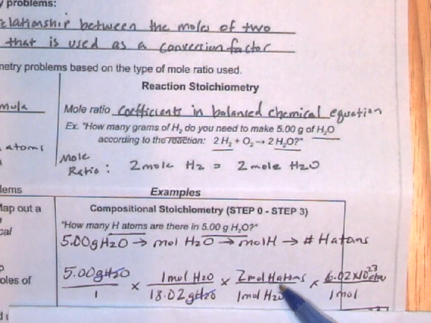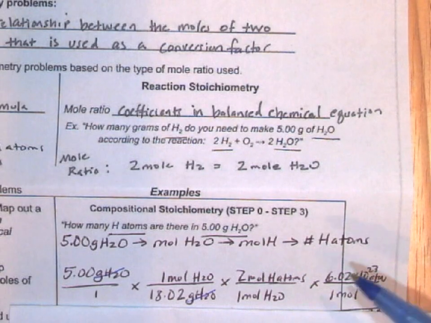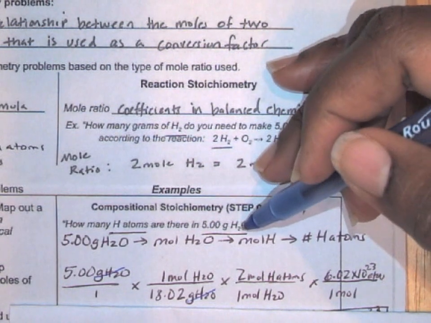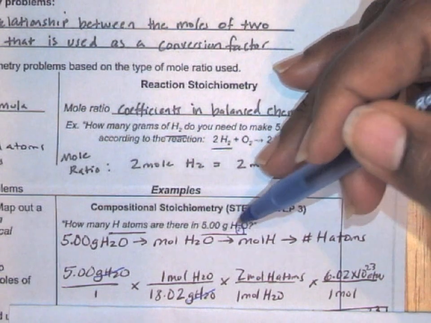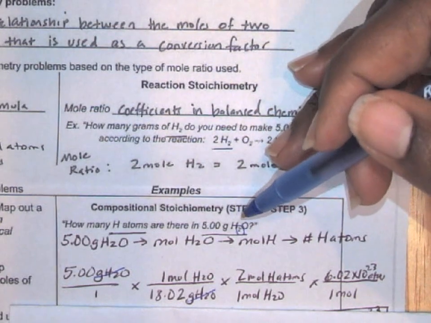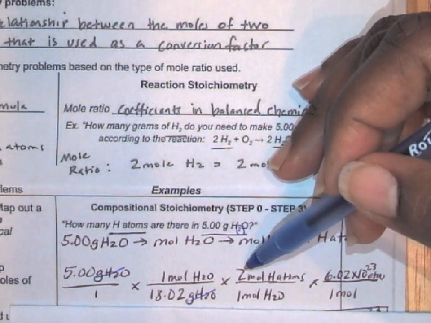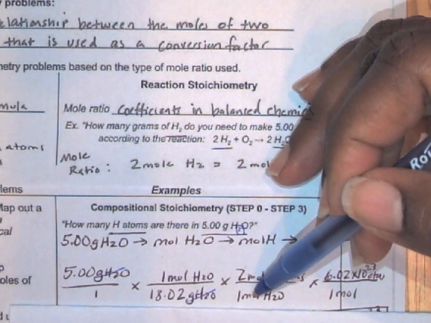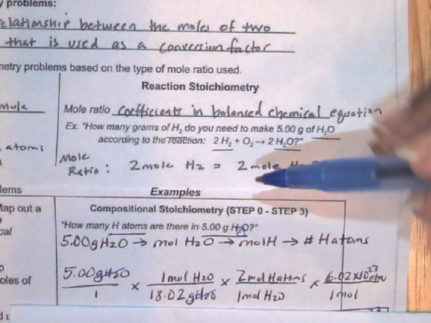The next fraction is the mole ratio, and since this is a compositional stoichiometry, what I'm using for the mole ratio are the subscripts. Since there are 2 hydrogen atoms for 1 water, that's where I'm getting these numbers from. So 2 moles of hydrogen atoms over 1 mole of water.